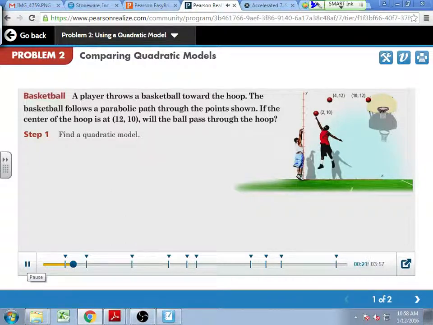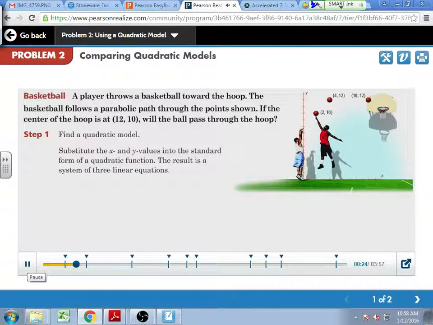Step 1: Find the quadratic model. Substitute the x and y values into the standard form of a quadratic equation. We don't have a difficult 0 here, so the result is we're going to end up with a system of 3 linear equations that are actually useful. So we need to plug in our xy values. We're going to start with the point 2, 10. Plug in the 2 for every x and set your 10 in your y space. So we're going to end up with 4a plus 2b plus c equals 10.